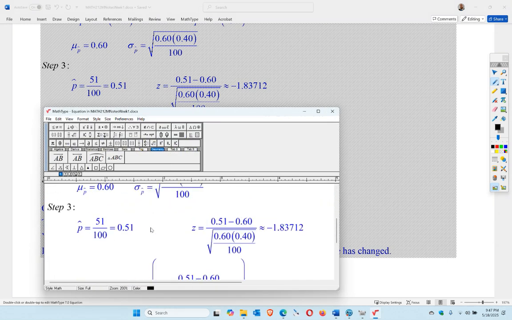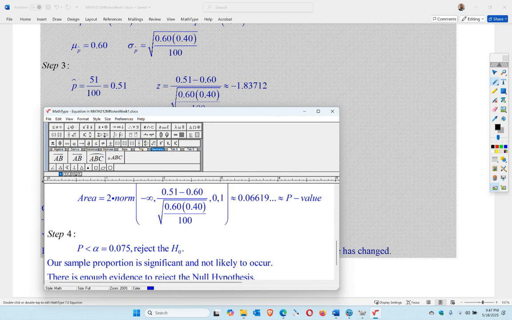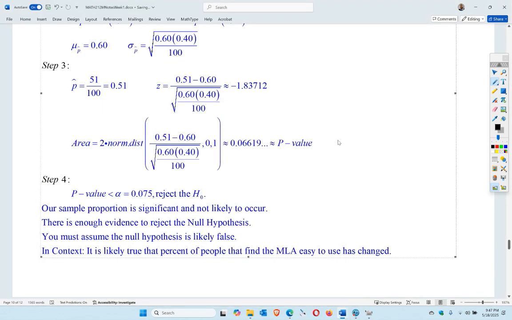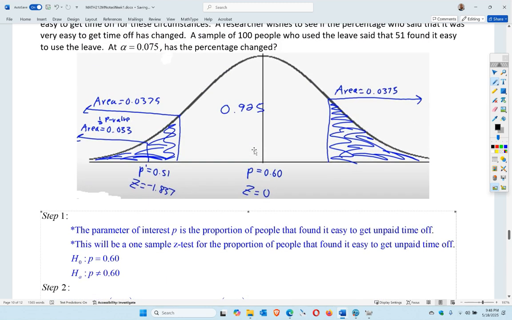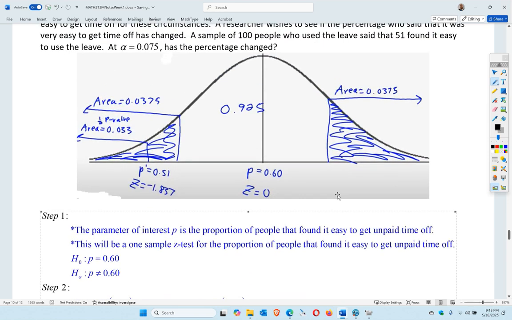So this is actually going to be normal dot distribution, and this again, p-value. Sorry, I typed these earlier and made a few typos. So I don't need to do the 1 minus, but I still need to double it because it's a two-tailed test. So I get 0.066, or 0.6619, whatever it is, you know what I'm saying?